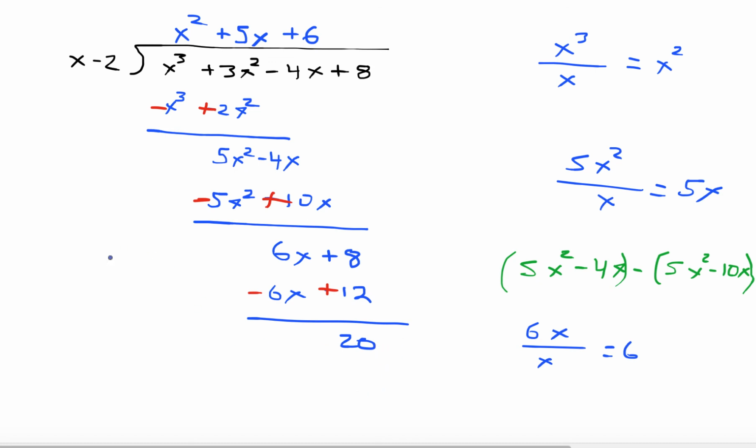Okay, now how should we write the final answer? We should write it as x squared plus 5x plus 6. Okay. This is called the quotient. But then we have to add the remainder divided by whatever we're dividing by, right? In this case, divided by x minus 2. And this should be how we write our final answer.